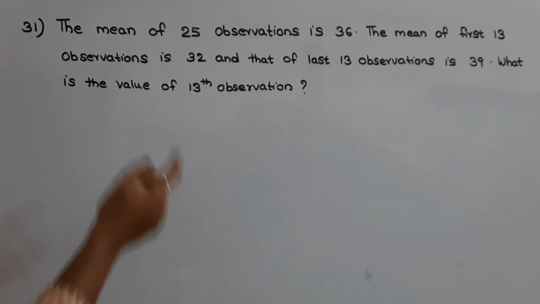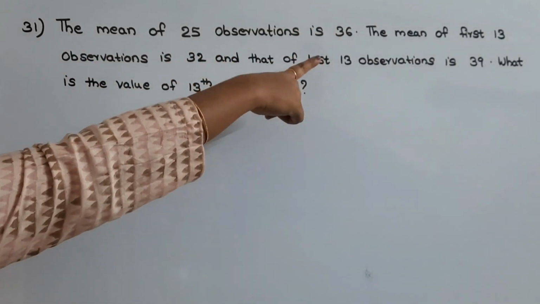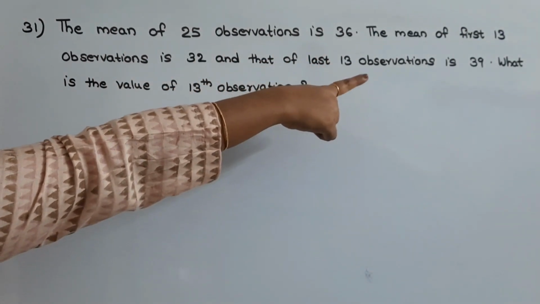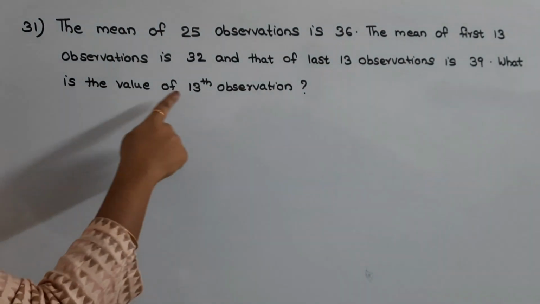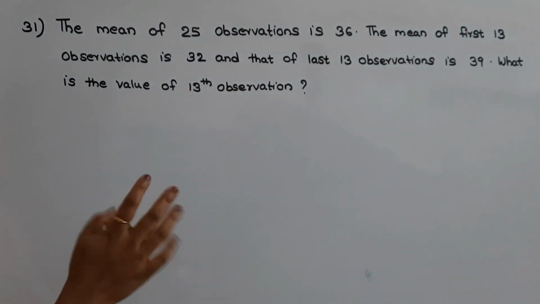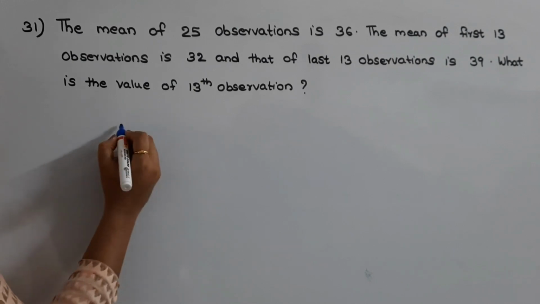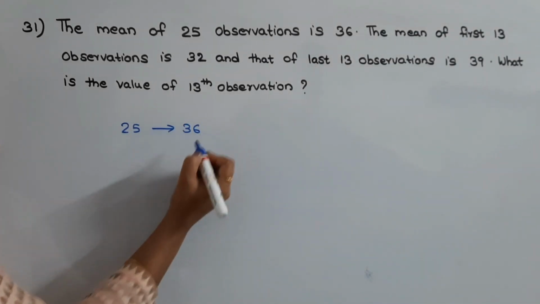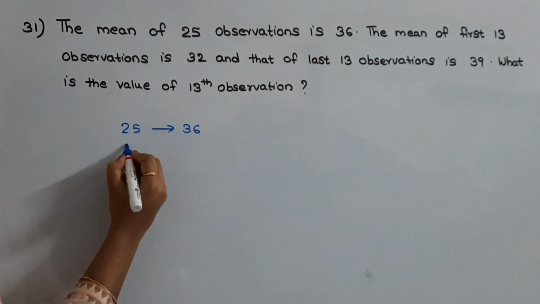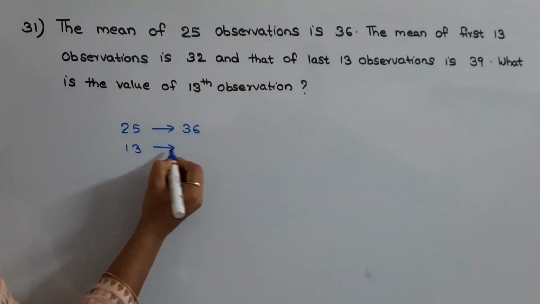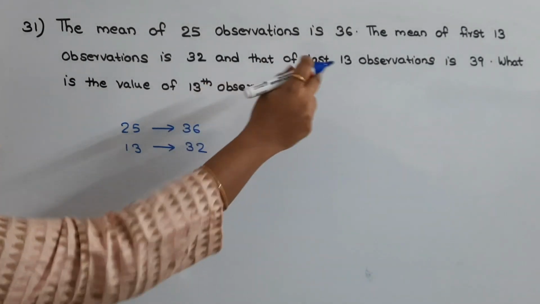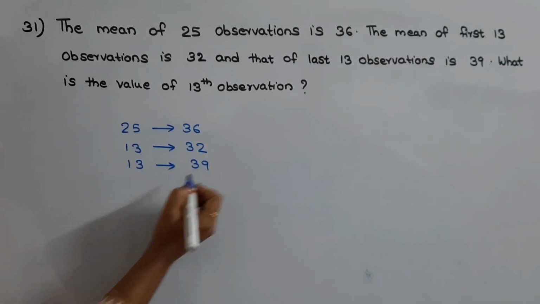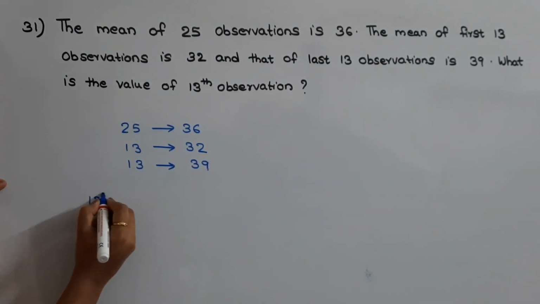The next question is, the mean of 25 observations is 36, the mean of first 13 observations is 32 and that of last 13 observations is 39. What is the value of 13th observation? In this question they have given the mean of 25 observations as 36, the average of first 13 observations as 32, and the mean of last 13 observations as 39. We need to find the value of the 13th observation.